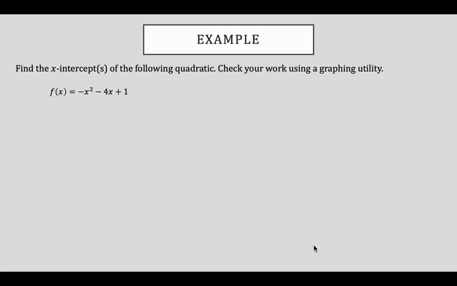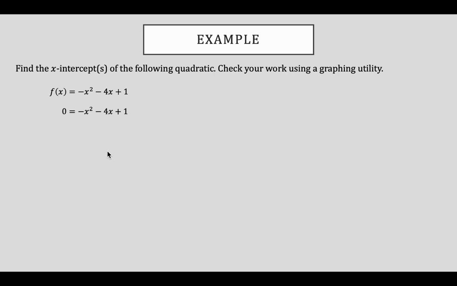Alrighty, let's try one more here. Find the x-intercepts of the following quadratic. Check your work using a graphing utility. We have f of x equals negative x squared minus 4x plus 1. Again, to find the zeros or x-intercepts of a quadratic, we set y equal to 0, and we want to think about factoring. Now, this one is not going to factor, right? There are no factors of positive 1 that add to give me negative 4. That's just not going to work out. And so if factoring is not an option, we can use the quadratic formula instead.